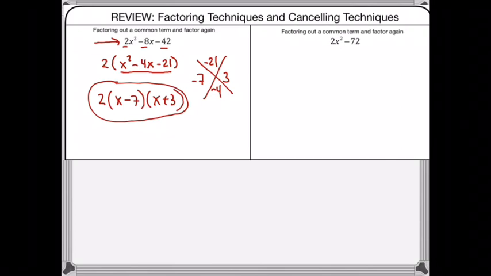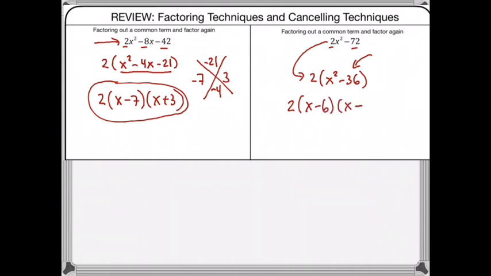Also, we have this business of the difference of squares, and sometimes setting up the difference of squares takes factoring out that common term. So we notice that a 2 and a 72 has 2 as a common term, so we can go ahead and factor that out using the reverse distributive property, and that's going to give us x squared minus 36. Now we know that this is the difference of squares, and so that's going to give us 2 times x minus 6 and x plus 6.